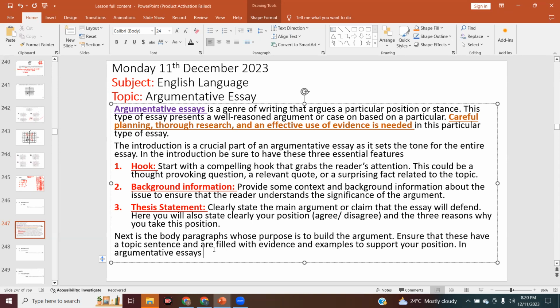So is that like a debate? Yeah, kind of like a debate. Yeah, that's very good. So it's like a debate. Inside of your body paragraph, you can say what other people might say about your argument and then give a counter argument to what they say.